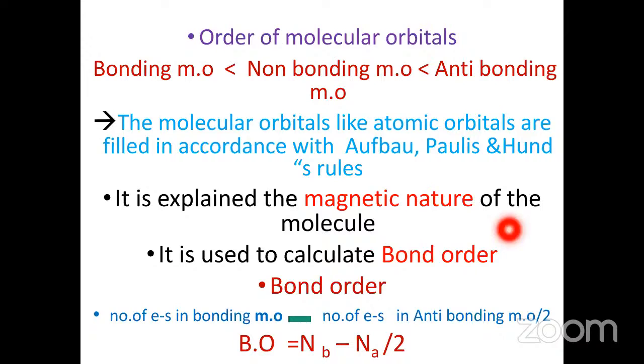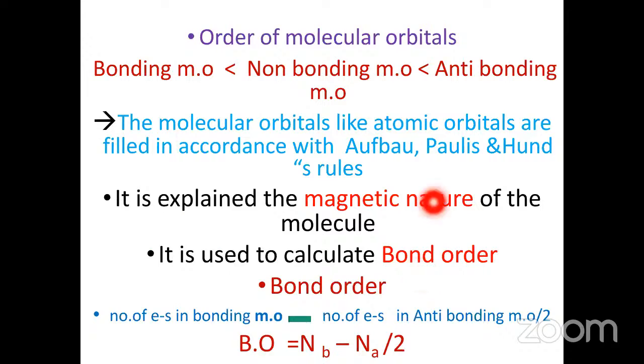Then how to calculate the bond order? The bond order is equal to the number of electrons in bonding molecular orbitals minus the number of electrons in anti-bonding molecular orbitals, divided by 2. So the shortcut: Nb is the number of electrons in bonding molecular orbitals, minus Na, the number of electrons in anti-bonding molecular orbitals, divided by 2.